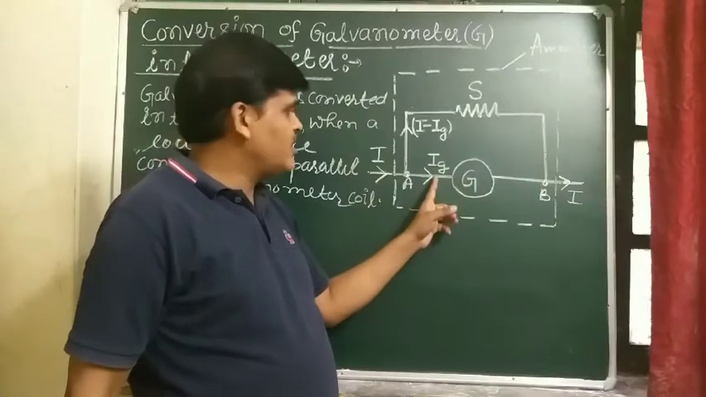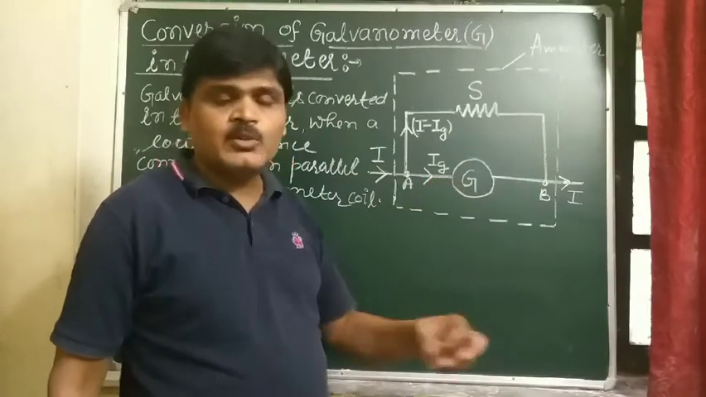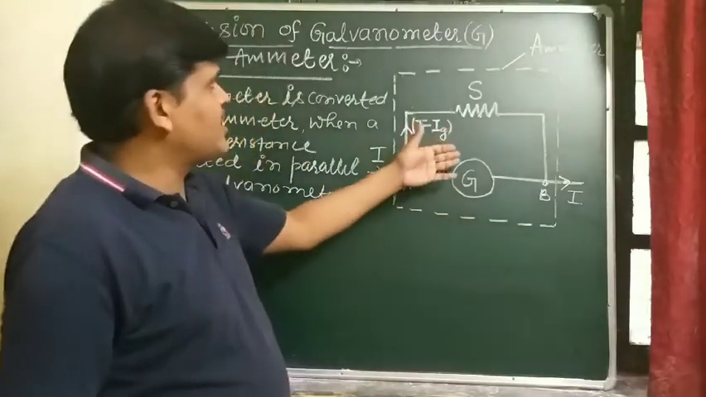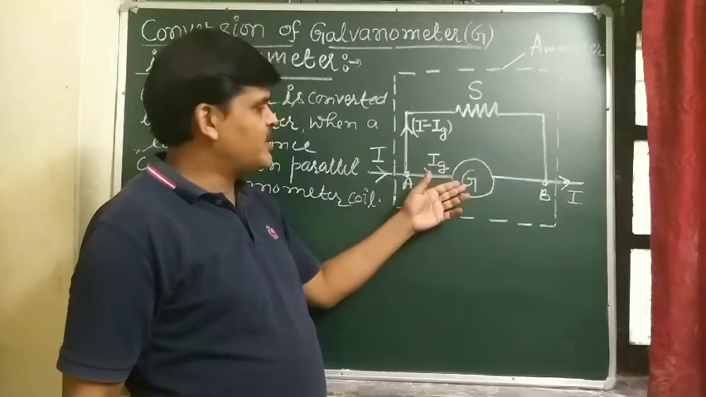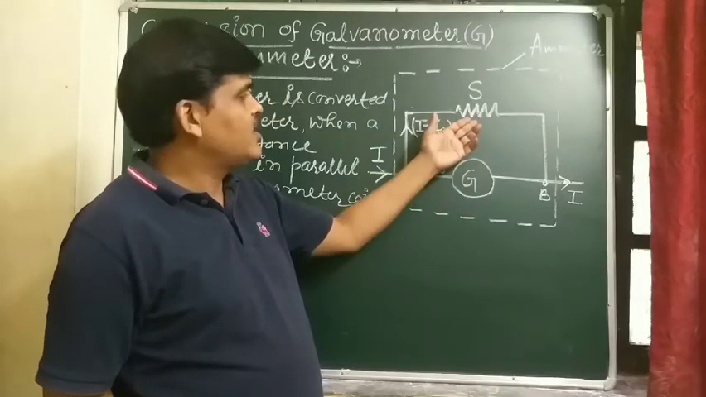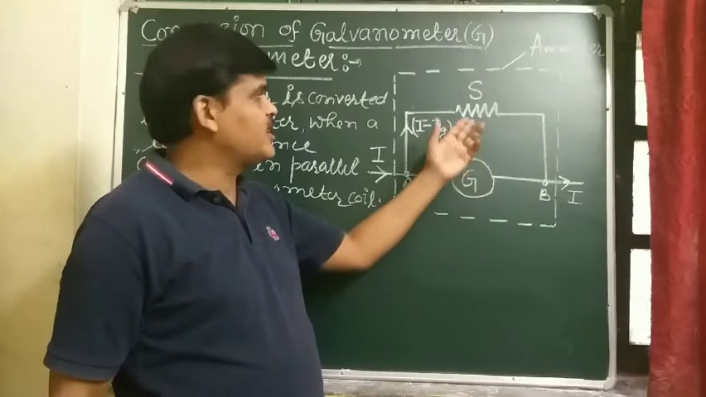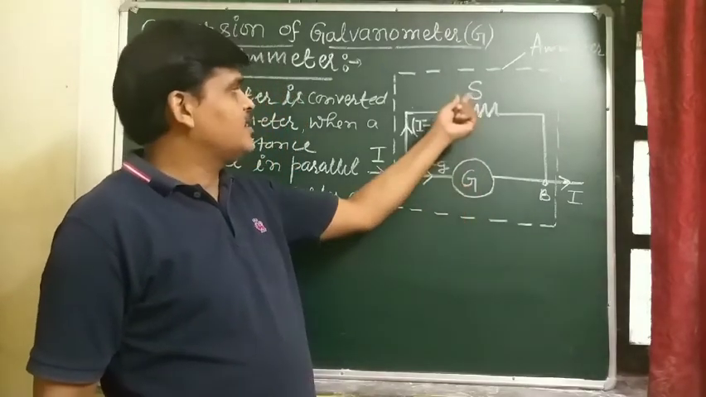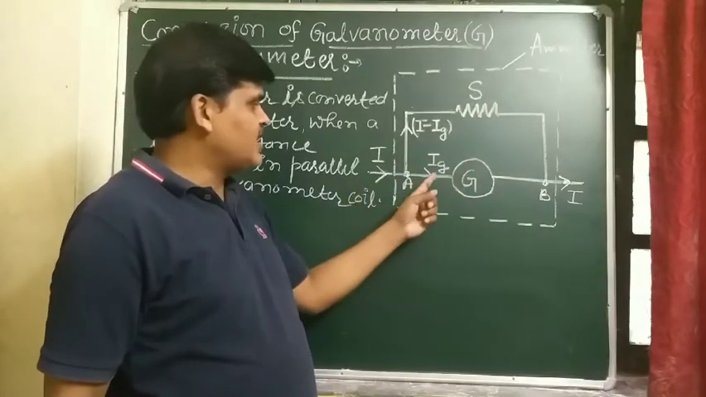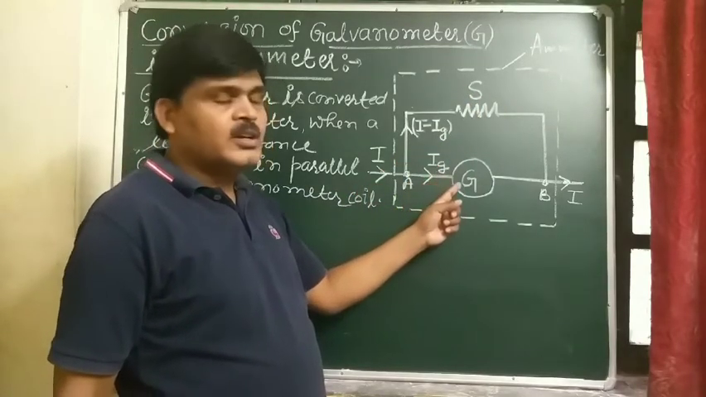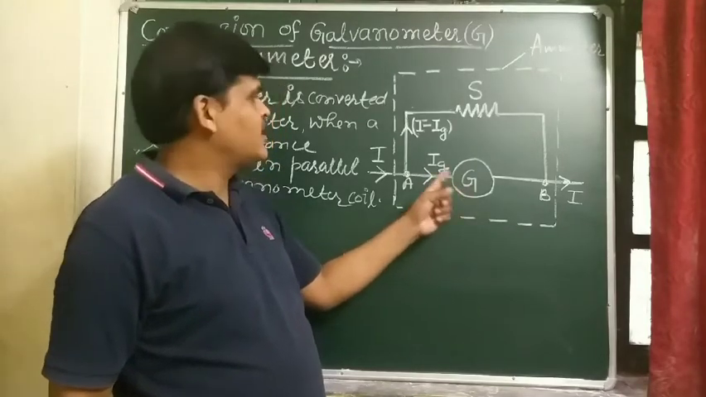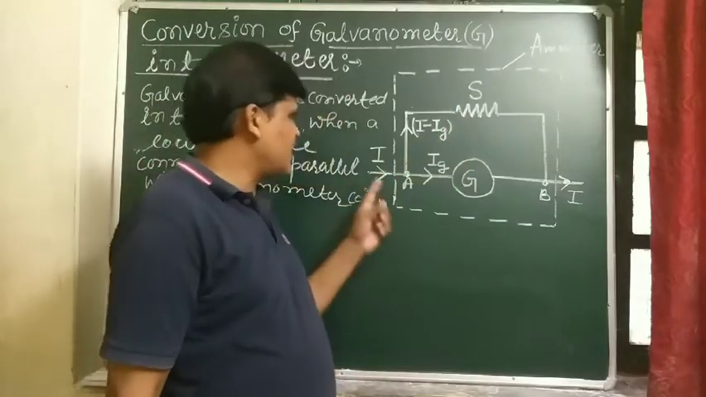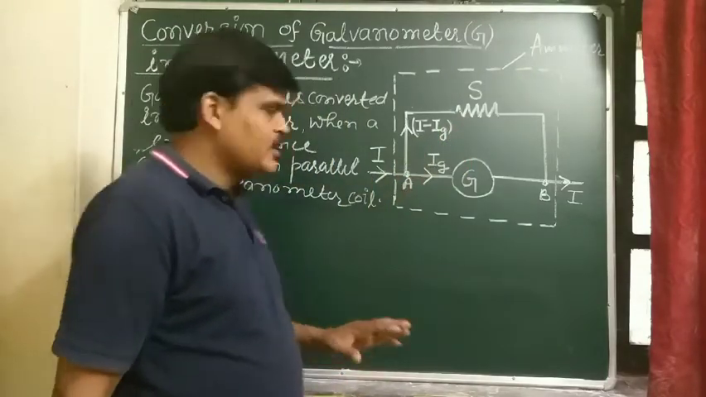So Ig is the current with which the galvanometer gives full scale deflection. So in the circuit diagram of the ammeter, a galvanometer is connected in parallel with a low resistance wire, then the galvanometer is converted into an ammeter. This G is the resistance of the galvanometer. S is the shunt resistance. Ig is the current with which the galvanometer gives full scale deflection, and I minus Ig is the current flowing through the shunt resistance. I is the total current entering the circuit.